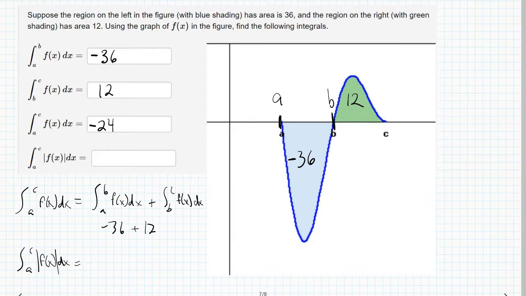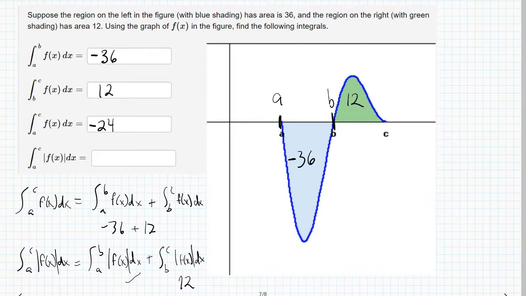Okay, so this can be the integral from A to B of the absolute value of f of x dx plus the integral from B to C of the absolute value of f of x dx. So notice when you take a look at this, the integral from B to C, that's already above the x-axis, so everything's hunky-dory. That's still going to remain 12.